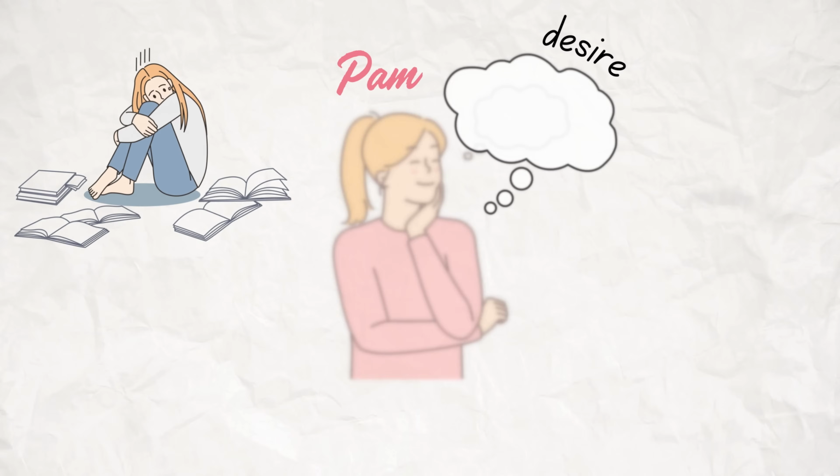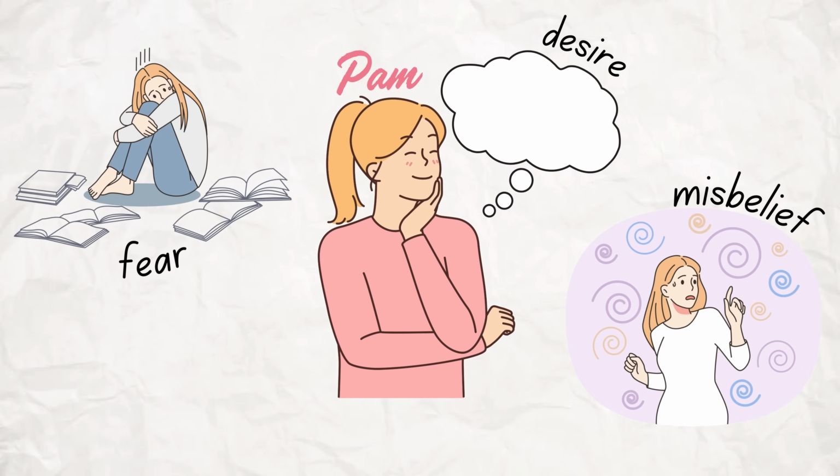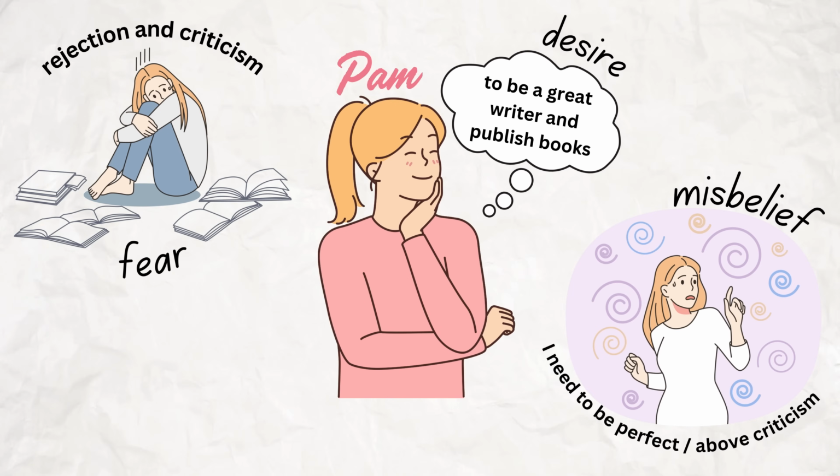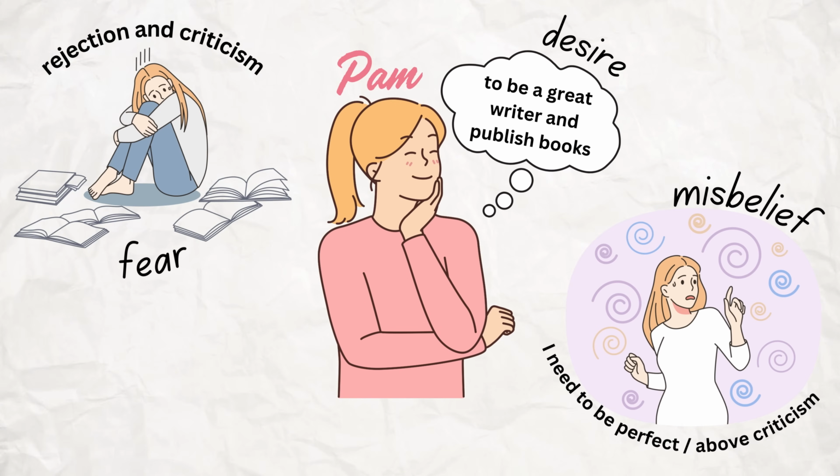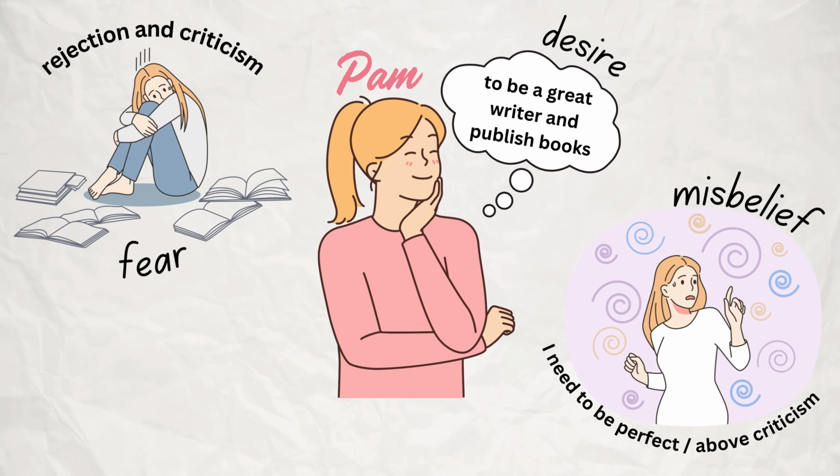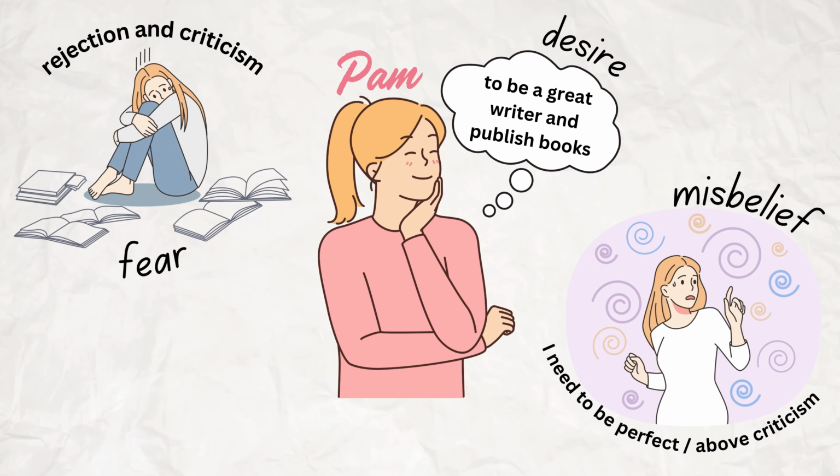Let's say, for example, you have created a deeply conflicted character named Pam, who wants to be a great writer, but she fears rejection and criticism. So she never puts her work out there because she has a misbelief that she needs to be perfect and above criticism.